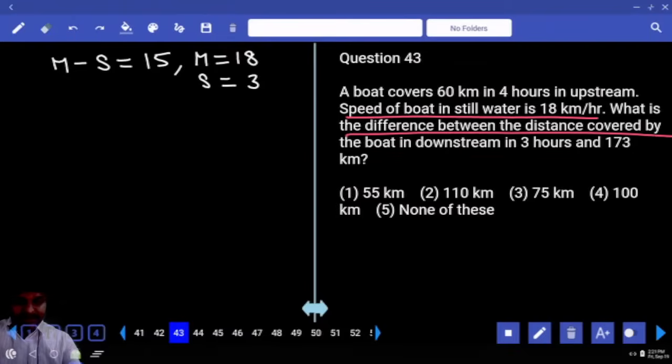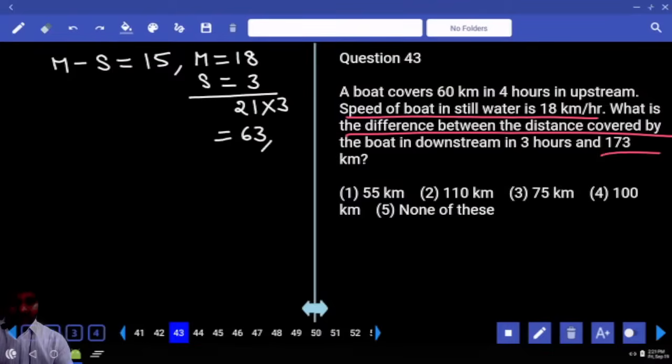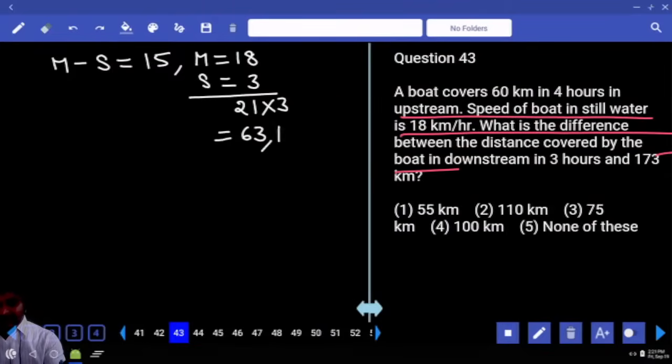What is the difference between distance covered by the boat downstream in 3 hours? Downstream speed is 21 kilometer per hour. In 3 hours, it will cover 63. Difference between 63 and 173 kilometers. Difference between both the numbers, come on. How much? 110, second option answer.